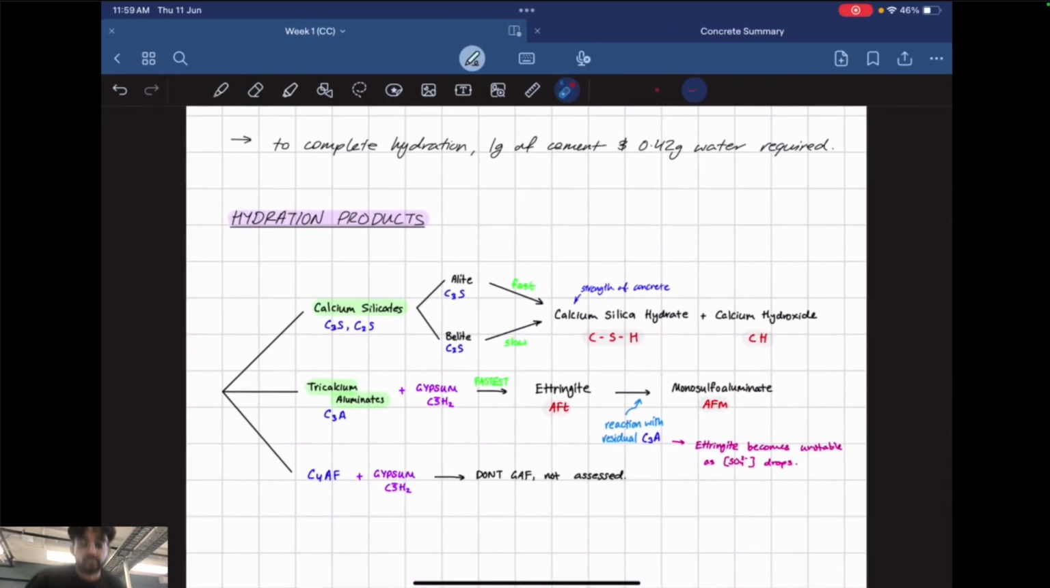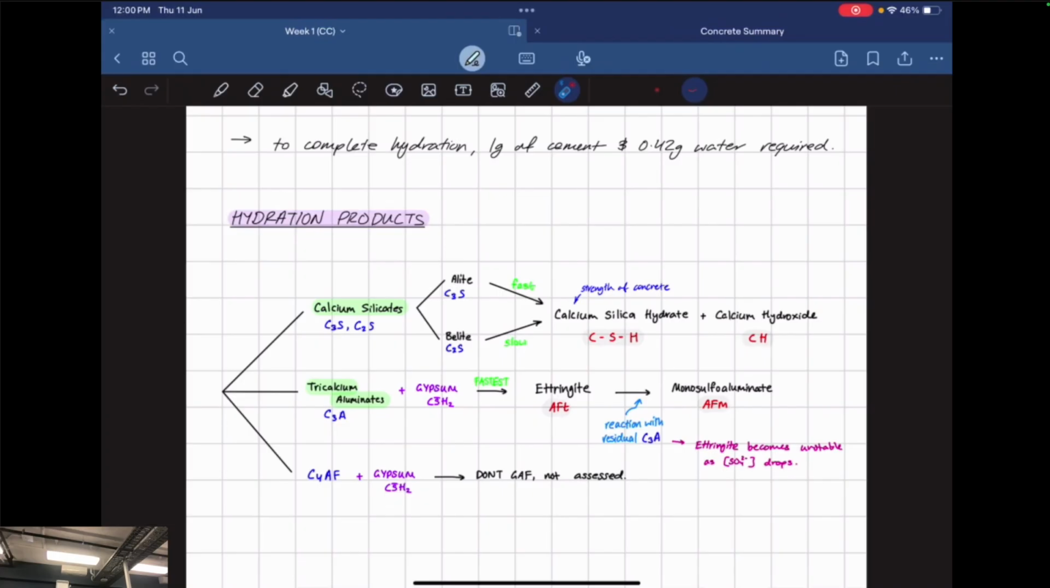So I'll get up for a bit. So we've got our clinker, so silicates, aluminates. This one down here I added from the lecture slides, but it doesn't get assessed, so you don't need to do it. Alright? We've got alite, belite, which produce the same product, however, one is a faster reaction, one is a slower reaction. Okay? The CSH contributes directly to the strength of concrete as well, which I've got over there.